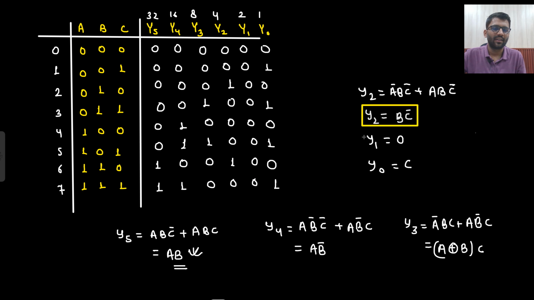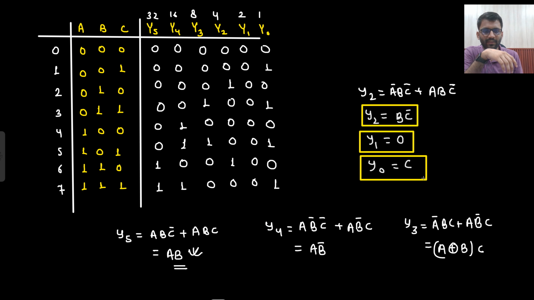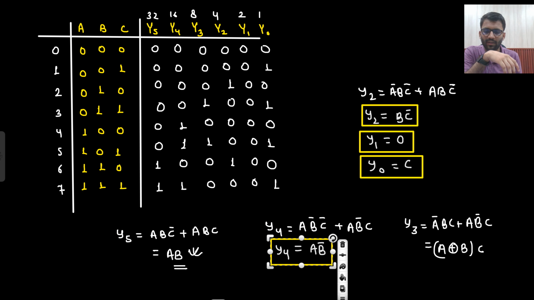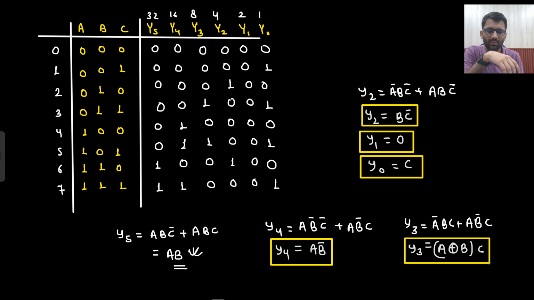So you can implement that. I am not implementing it. How will you implement y1? Y1 is 0, so you will simply ground it. Y0 is c. Y4 is a b bar. Y3 is a XOR b into c. And y5 is ab. Okay, that's it. This is the answer.